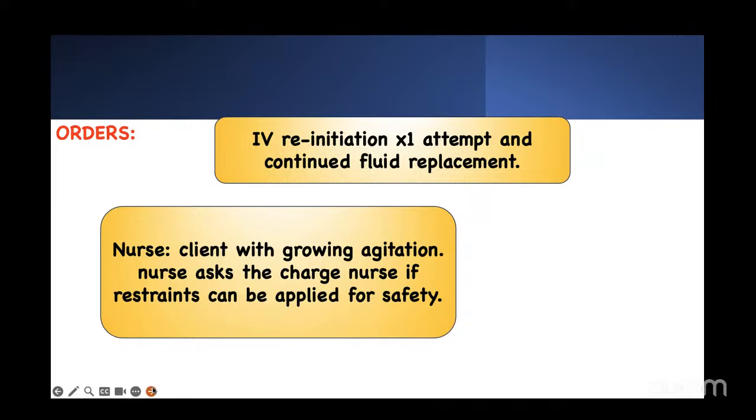Patient has Alzheimer's, is 79, admitted with what? Dehydration, IV infiltrated. We want to reinsert another IV. Patient said, I want to go home. The doctor said, well, insert another IV and give him fluid. The nurse is confused. He said, well, I need to go to the charge nurse and ask for what? If I can restrain the patient.